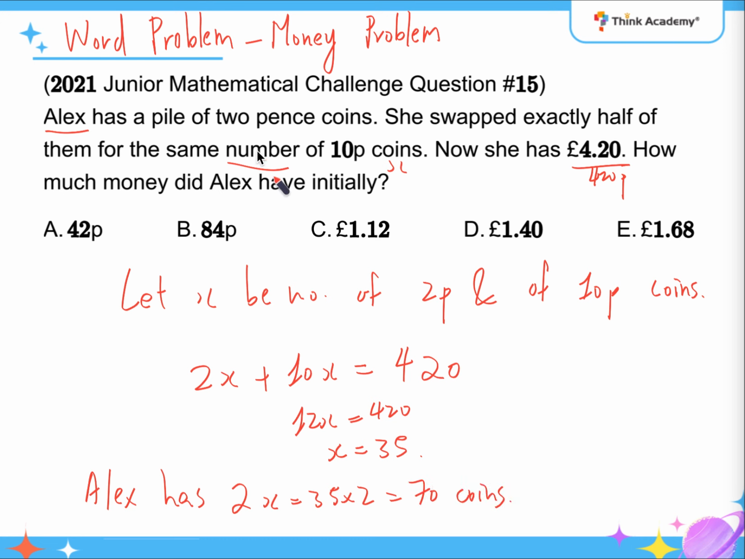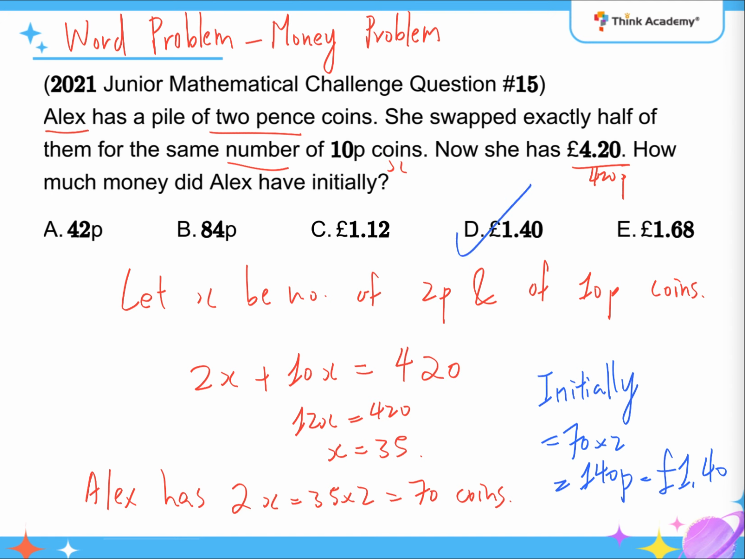Initially, they are all 2p coins, which means that the total initially is going to be 70 times 2, which is 140p, and that's equal to £1.40. All right. So that's the answer for the last question.